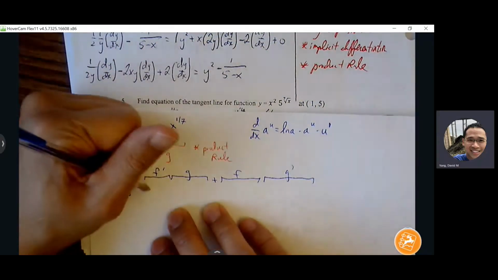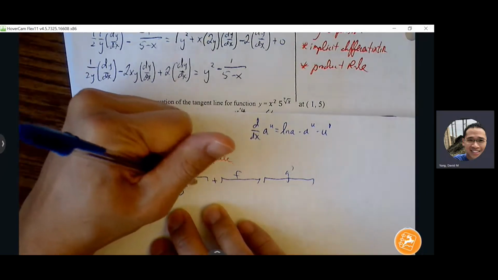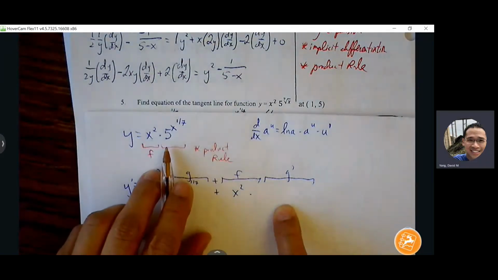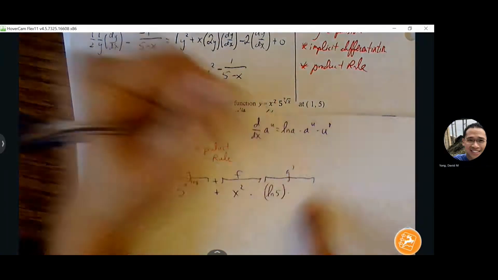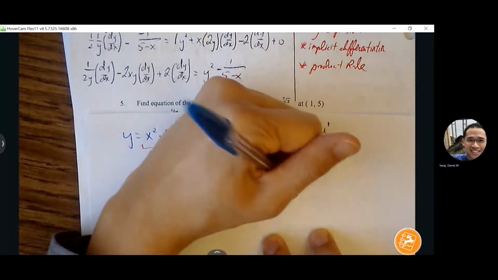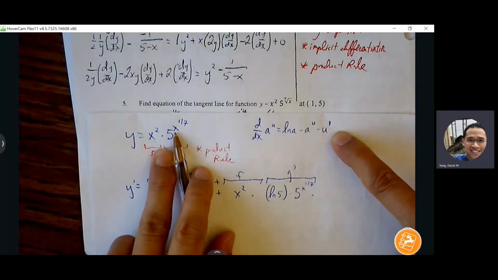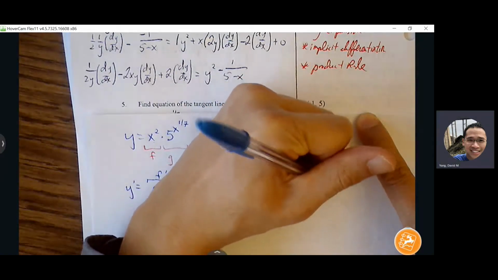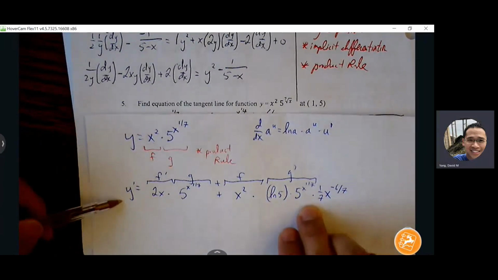Okay, f prime becomes 2x. G function, no changes. Back to f. Okay, g prime: natural log of 5 times the original function, original term, times u prime. So power rule, x to the 1/7 becomes 1/7 x to the negative 6/7. Okay, we have our derivative.